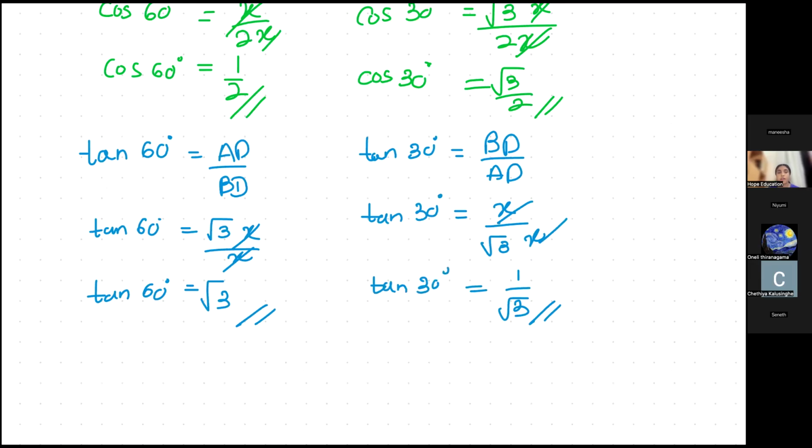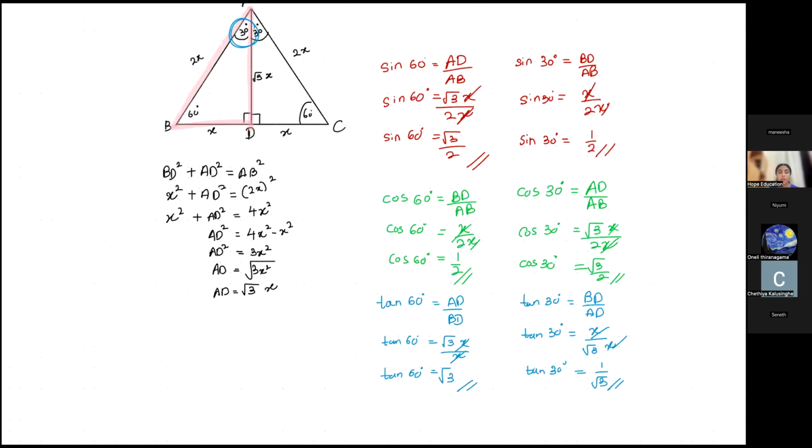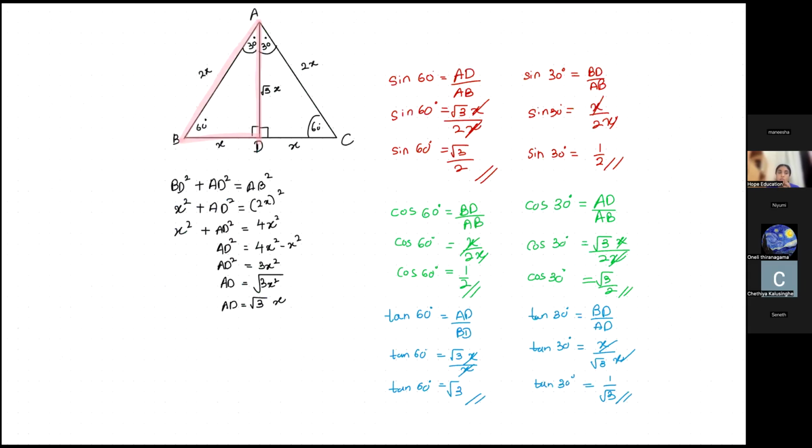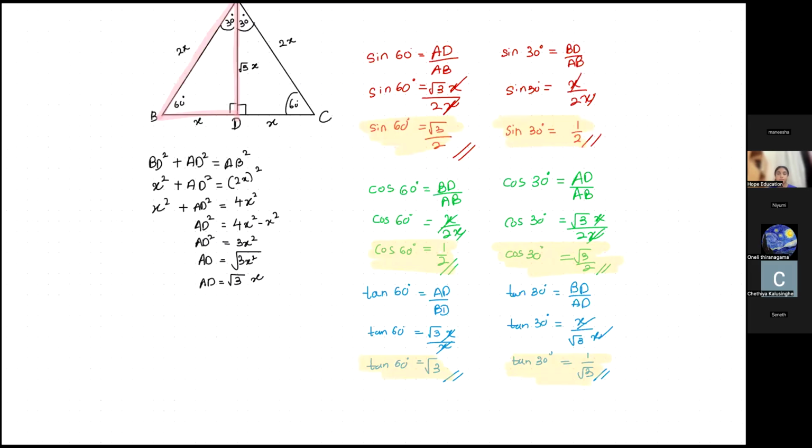All right. You have a few minutes. Shall we quickly write this down? You don't really need too much time for this. If possible, highlight these important ones. Sin 60 is root 3 over 2. Sin 30 is half. Cos 60 is half. Cos 30 is root 3 over 2. Tan 60 is root 3. Tan 30 is 1 over root 3. Quickly write this now. Make it fast.